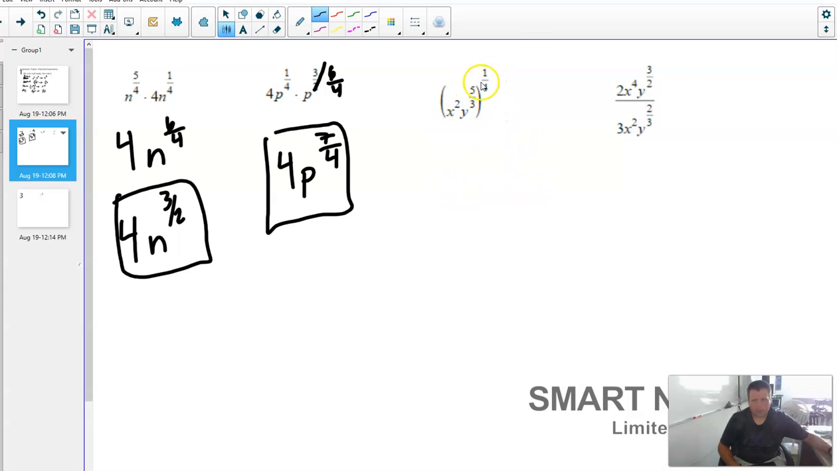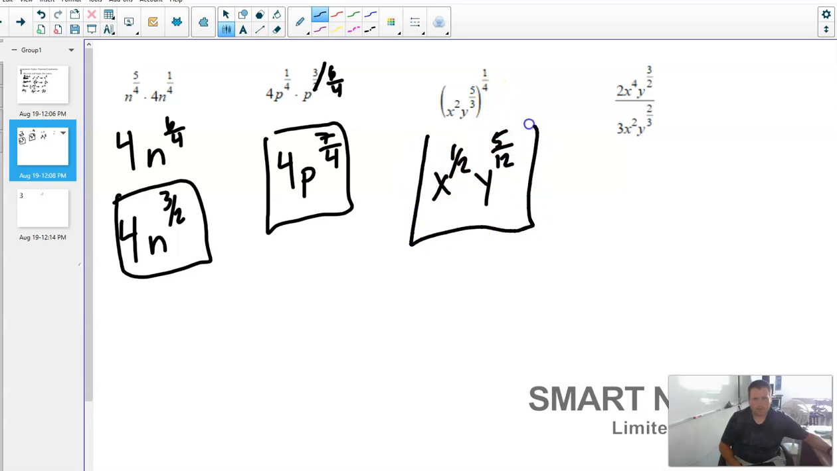Okay, this next one's a power to a power, so I'm going to actually multiply here. So I'm going to go 2 times 1 fourth. 2 times 1 fourth gives me 2 fourths, which is 1 half. So x to the 1 half. And then 5 thirds times 1 fourth. Again, I just multiply numerators and denominators. That'd be 5 over 12. And that would be it for that one.